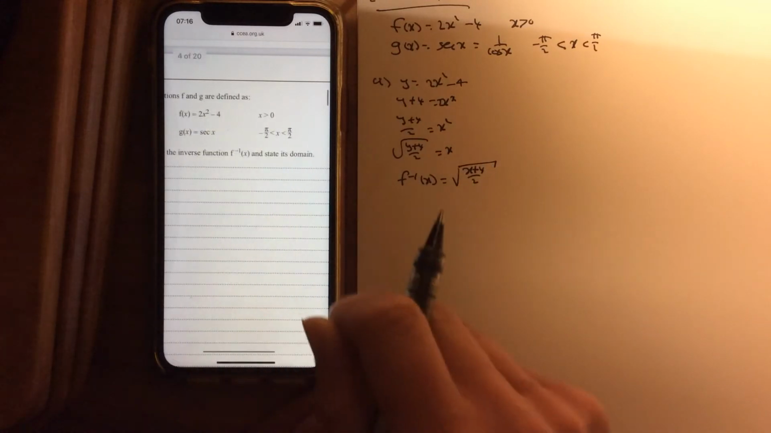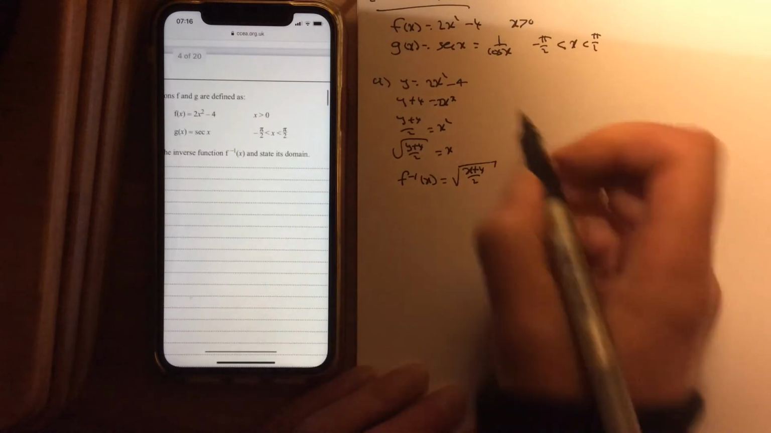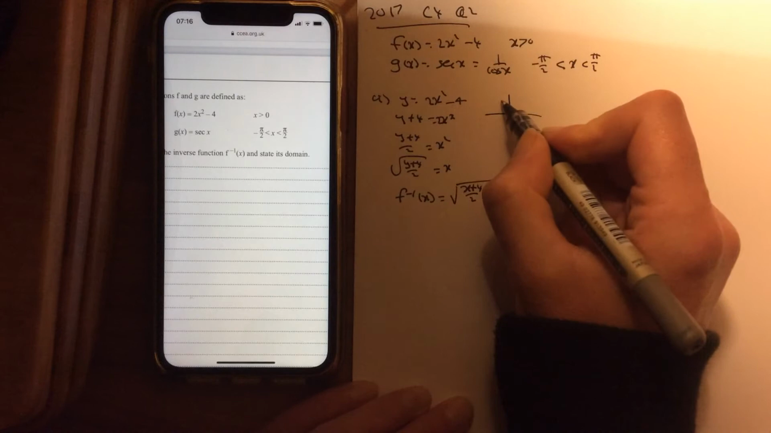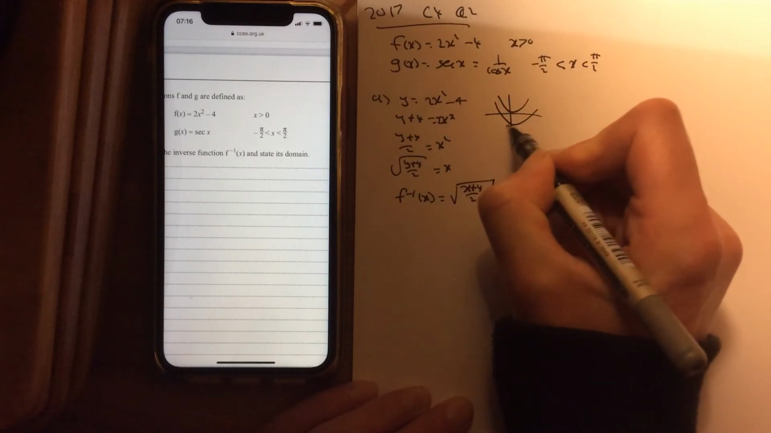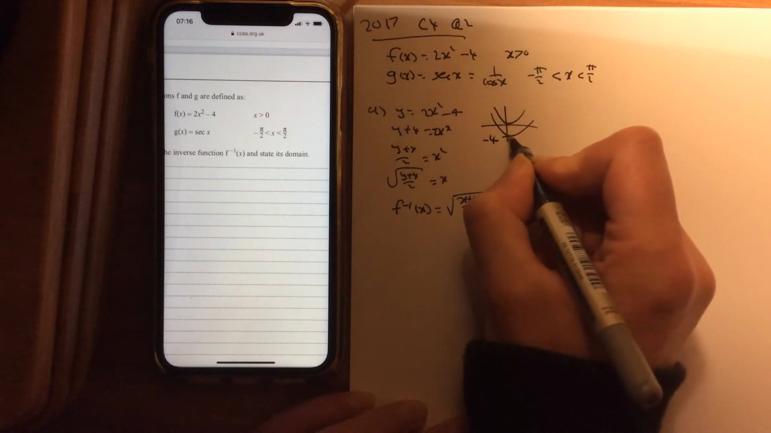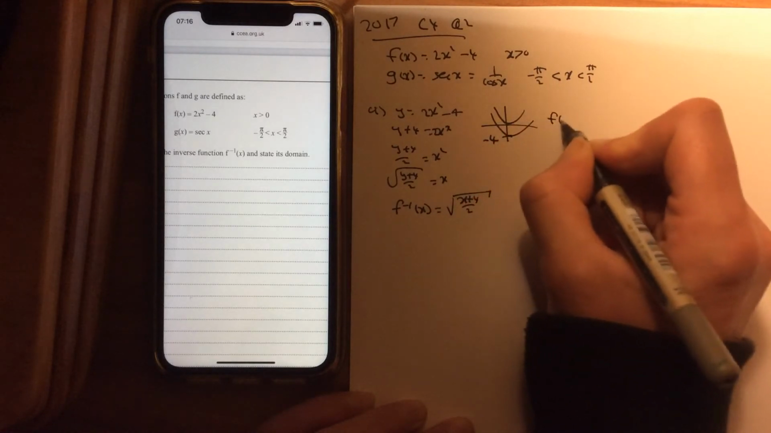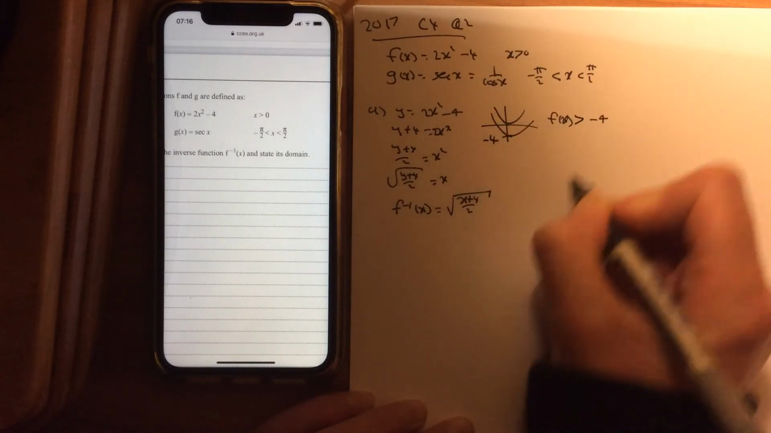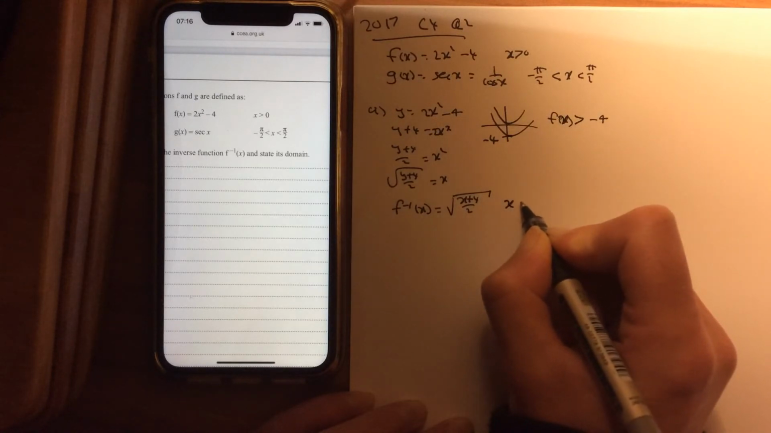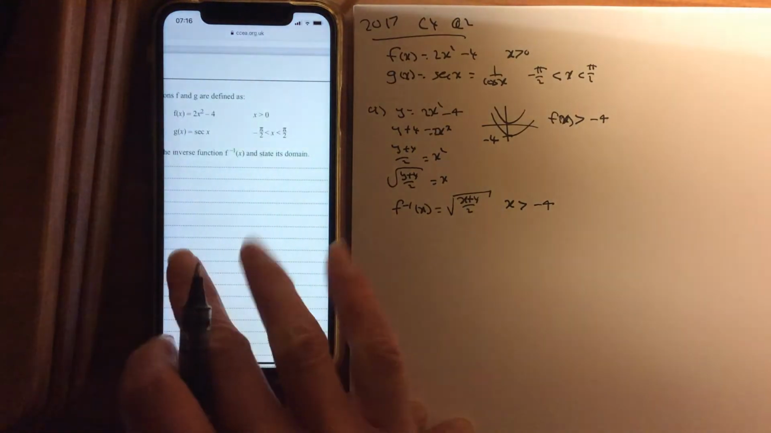And it says state the domain. It usually does in these questions. So let's find the range of the original function. So we had an x squared graph. You moved it down 4. Now just be careful, the domain was x is bigger than 0. So your range of this is going to be bigger than minus 4. So that means down here that your domain is going to be bigger than minus 4, not greater than or equal to.